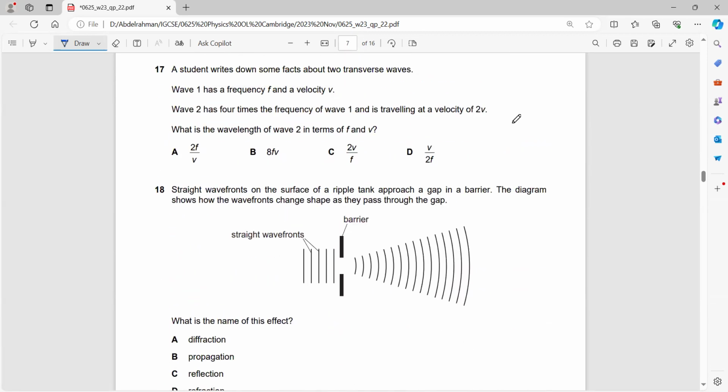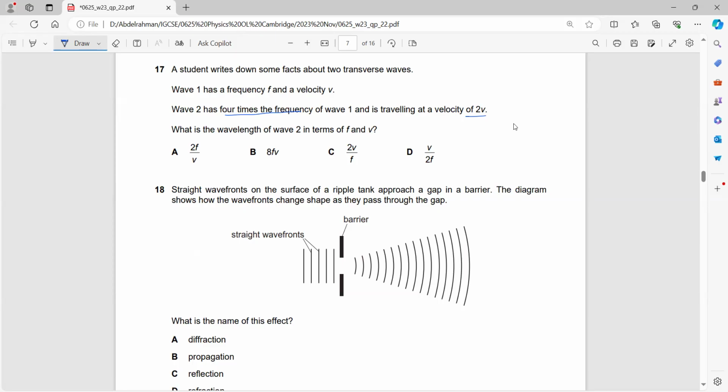Soon writes down some facts about two transverse waves. Wave 1 has a frequency f and a velocity v. Wave 2 has 4 times the frequency of wave 1, and is traveling at a velocity of 2v. What is the wavelength of wave 2 in terms of f and v? 4 times the frequency, okay, and 2v.